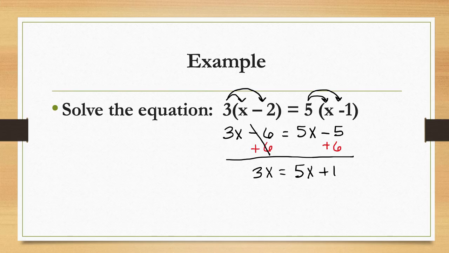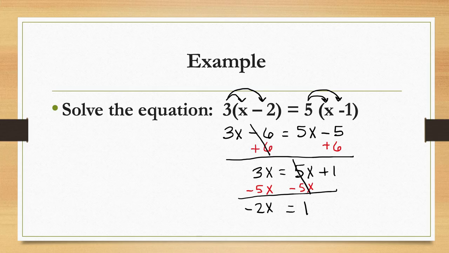Okay, keeping in mind my goal is to get the x's on one side and the numbers on the other, I'm going to now subtract the 5x from both sides, causing it to cancel here. So on the right-hand side, I'm going to be left with 1. And on the left-hand side, 3x minus 5x is going to give me negative 2x.